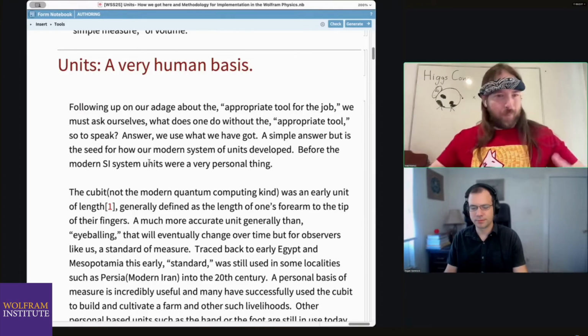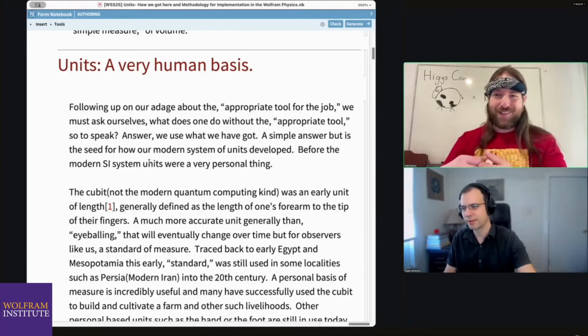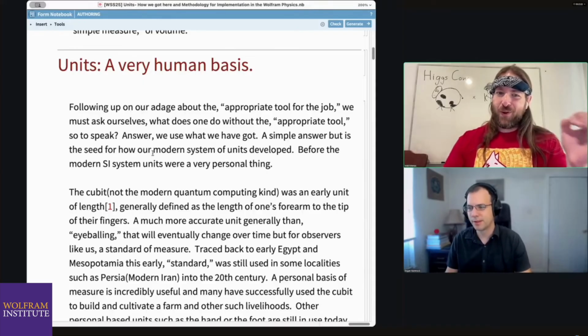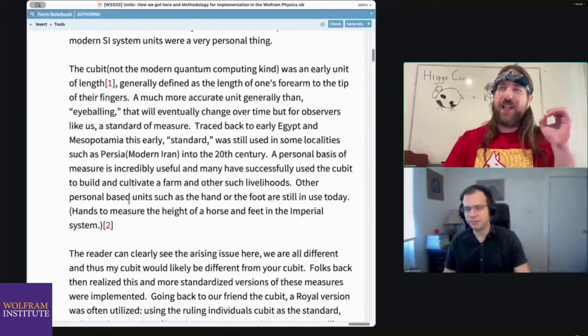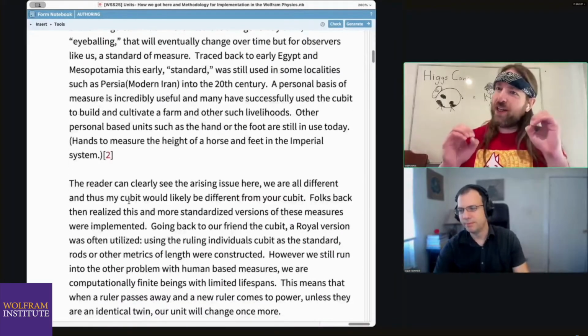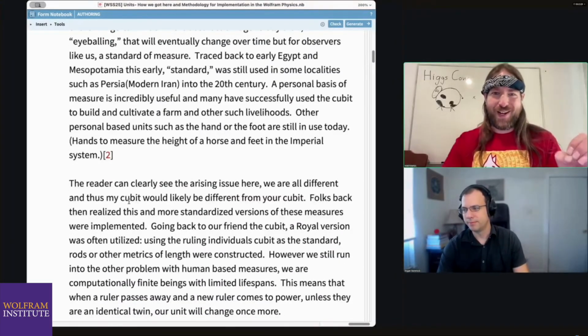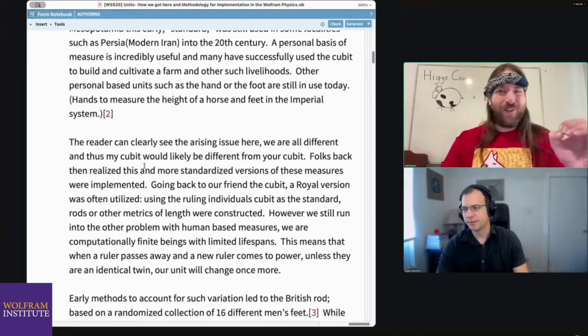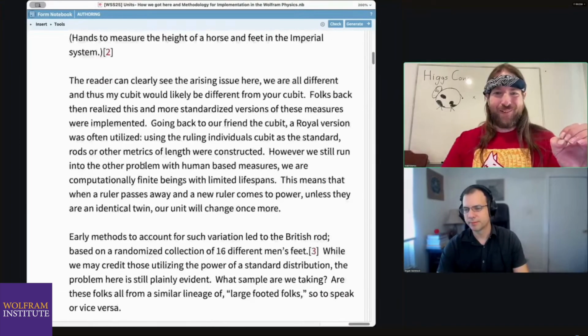The issue you run into is, again, it's a human basis and we're all different. So since human beings come in all different shapes and sizes, my cubit's likely going to be different from your cubit and everything. So one of the big things that we came back down to was we needed some method of standardization. And there's some very interesting ways that they went about this.